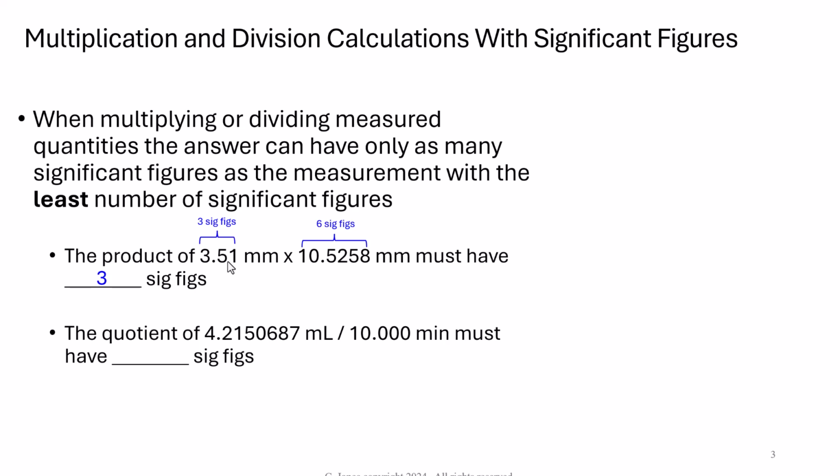If we divide 4.2150687 mils by 10.000 minutes, the number of significant figures will be determined by, well, let's look. Okay, 4.2150687 has 8 significant figures. 10.000 has 5 significant figures, so our answer will have 5 significant figures.